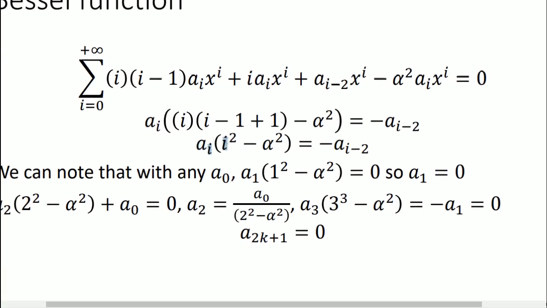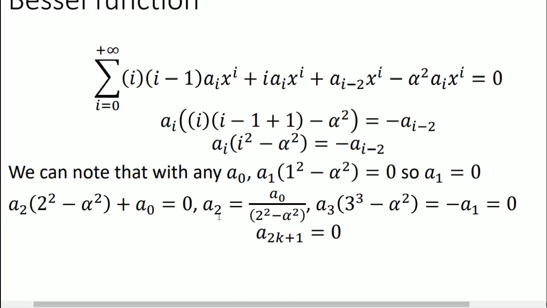(i squared minus alpha squared) a_i is equal to minus a_{i-2}. So with any a0, if we start at a1, we don't have any a_{-1}. So this is always equal to 0 because of the previous relation.